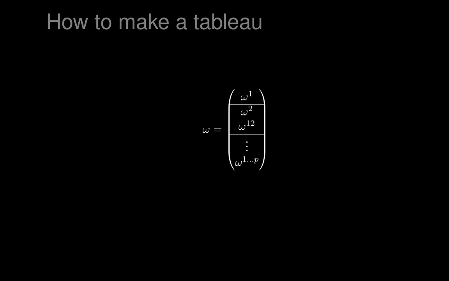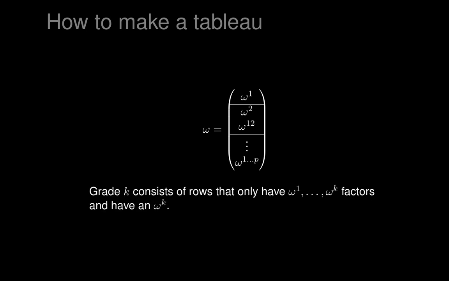Now, we're going to put in some horizontal lines and organize these a bit more in the way in which they appear. So the first bunch are just going to be the ones that involve only omega 1, and then the ones that involve only omega 1 and 2, and so on and so forth. So we want to have them organized like this into what I'll call grades. Grade K consists of rows that have only factors of omega 1 through K, and they must have an omega K factor. So in this example, omega 1 is the only thing that can ever occur in grade 1. In grade 2, the only possibilities are omega 2 and omega 1, 2.